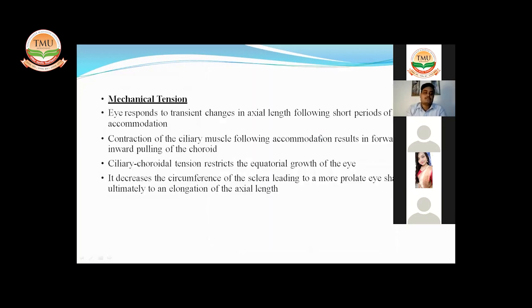Another theory is mechanical tension. Mechanical tension is not a very new theory. The eye responds to transient changes in axial length following a short period of accommodation, where the contraction of the ciliary muscle results in a forward and inward pulling of the choroid. This ciliary-choroidal tension restricts the equatorial growth of the eye and decreases the circumference of the sclera, leading to a more prolate eye shape and ultimately elongation of the axial length. So here also there will be an elongation of the axial length due to mechanical tension caused by accommodation, if the person is not able to see near or distant objects clearly without accommodation changes.